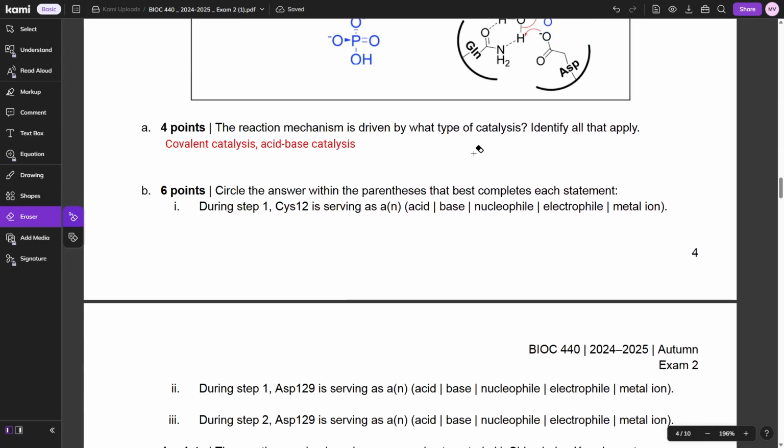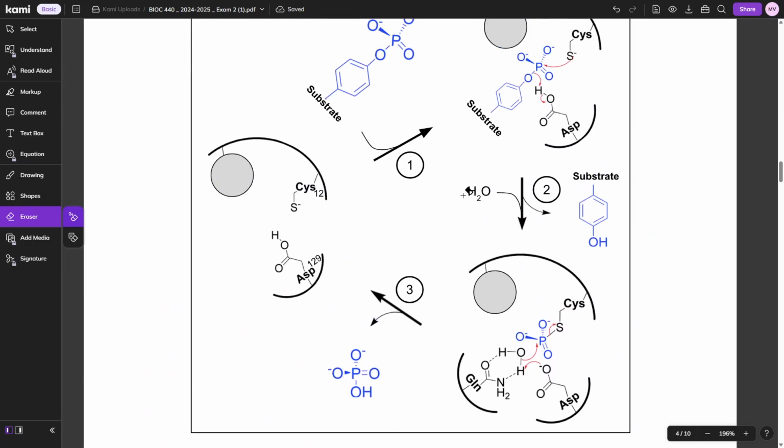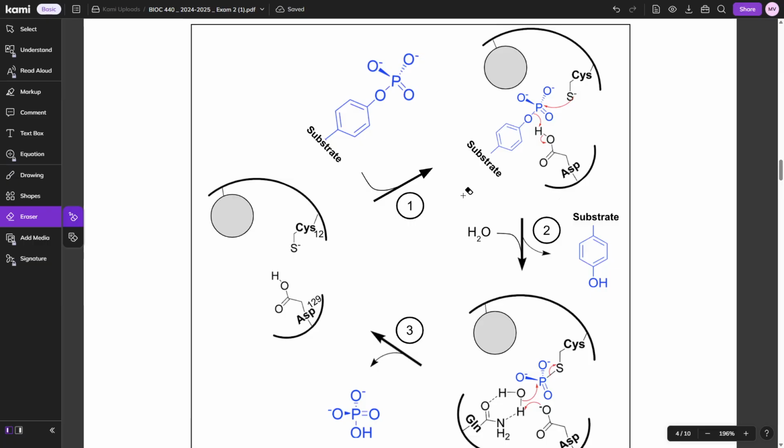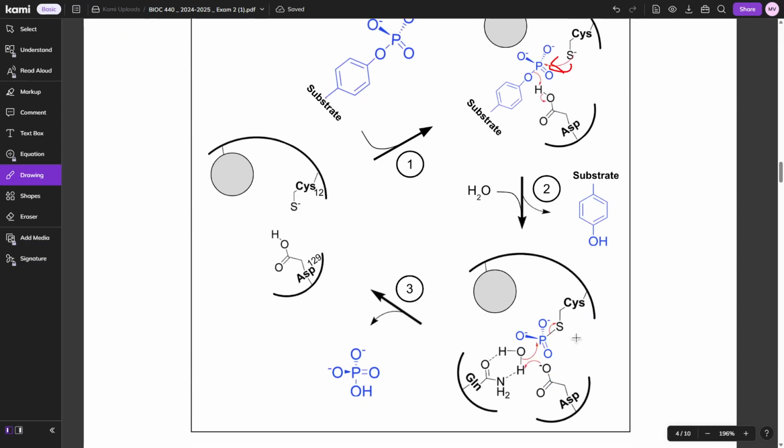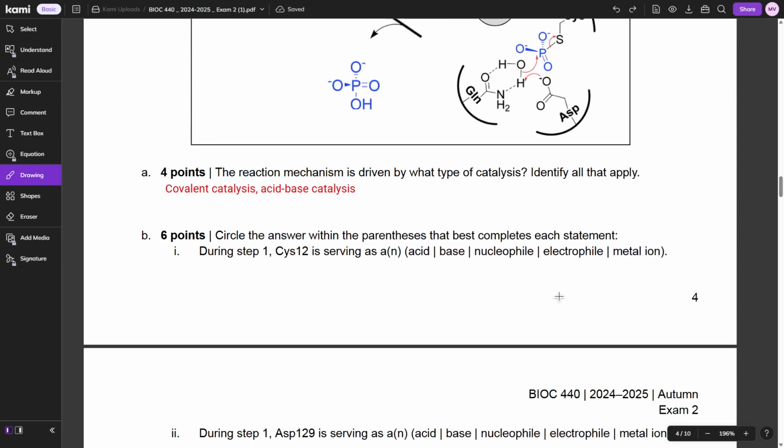So what is the covalent bond? This guy shows up late, and then he's like, "Where's the covalent bond?" The covalent bond is here. Cysteine attacking here. Also. Yep. Okay.